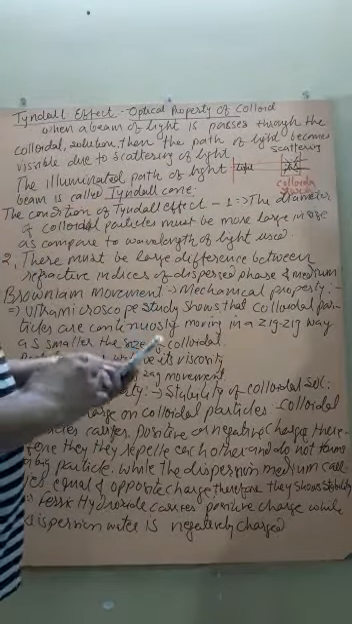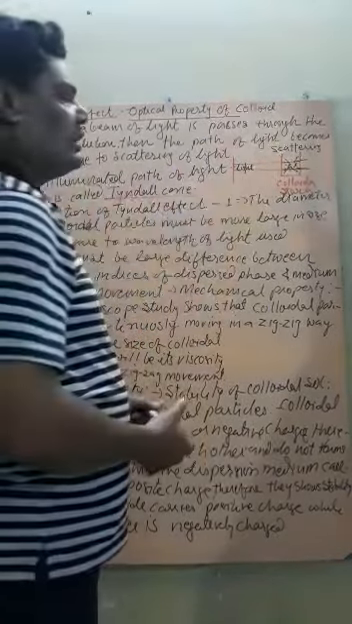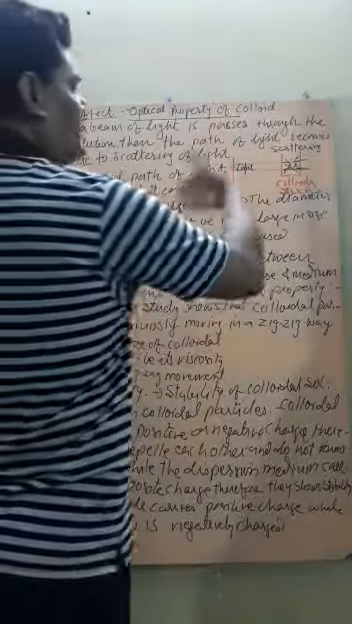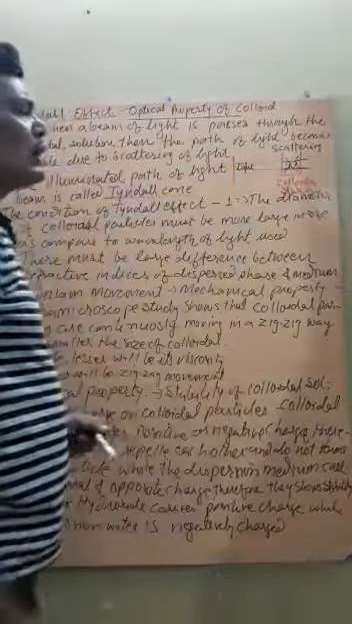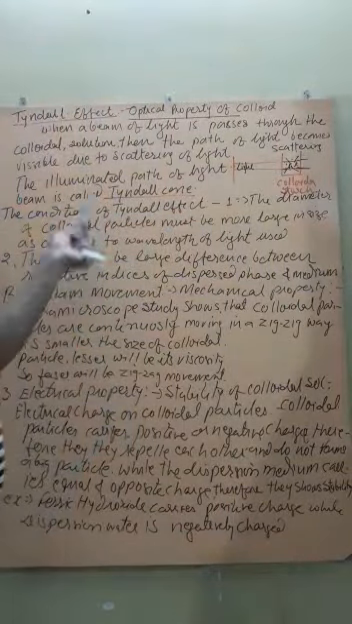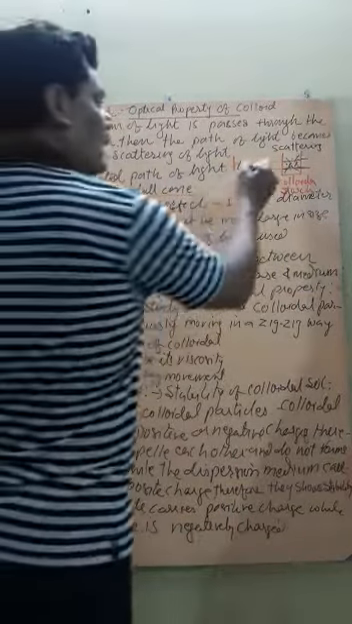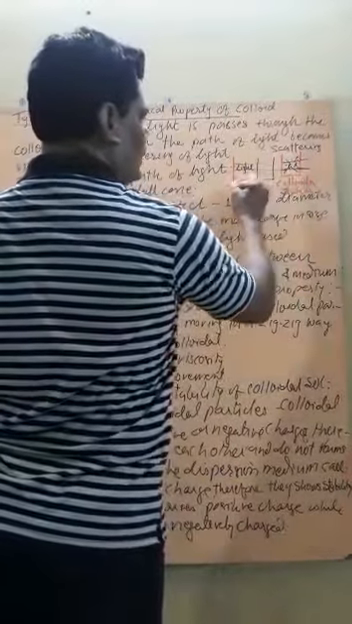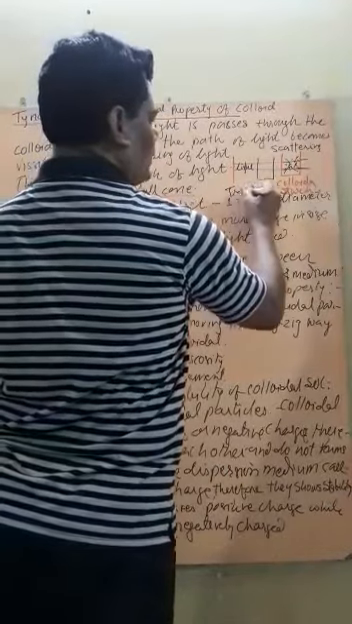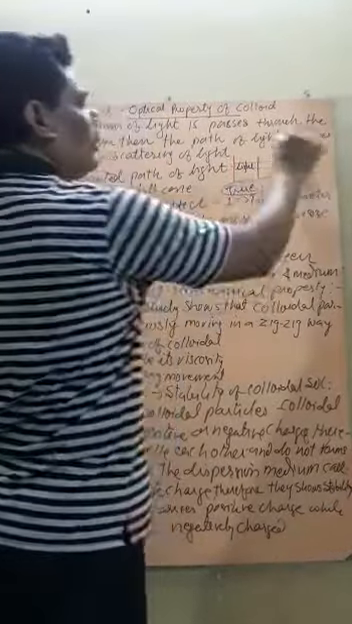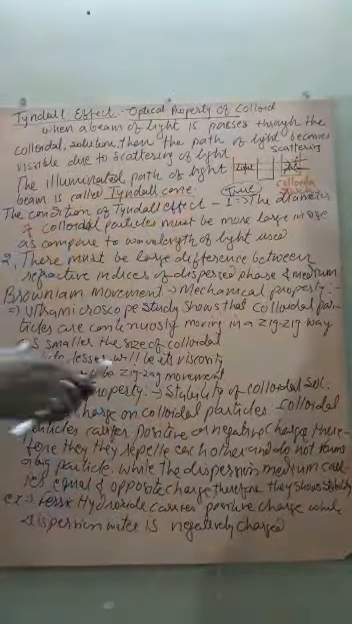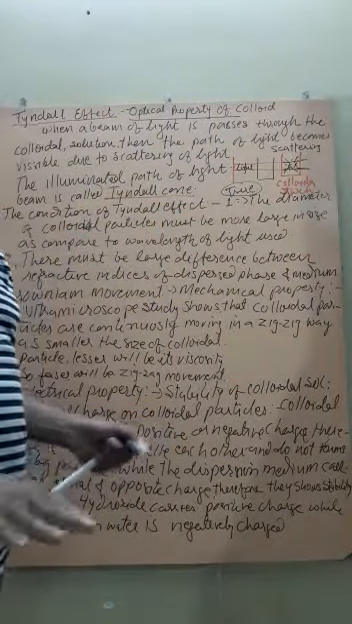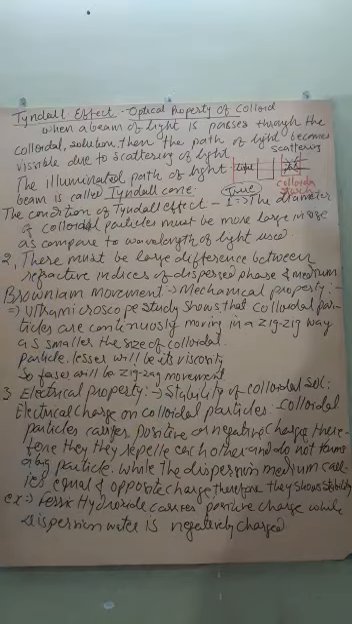Student, there is a question in the exercise. What happens when a light beam is passed through a colloidal solution? So we have to write that it shows the Tyndall effect. But if it is a true solution, then there is no scattering of light. Simply the light will pass without any deviation or scattering.